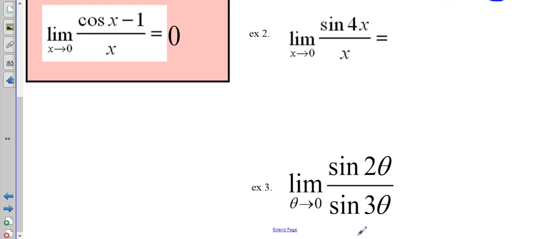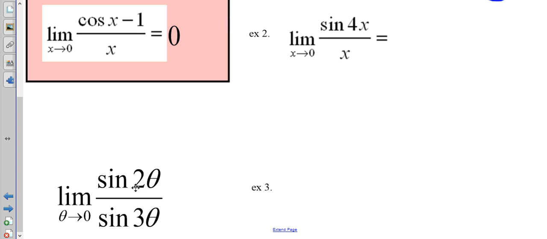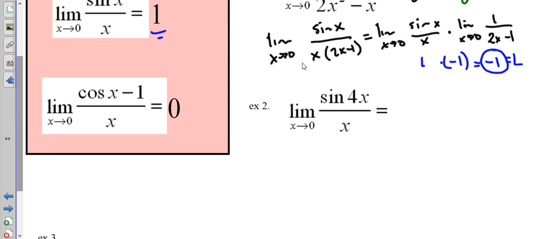I'm going to move this one over here. I might need a little bit of extra room. It's a little bit harder one, we'll talk about later. So let's focus on this one right here. Now let's try this one.